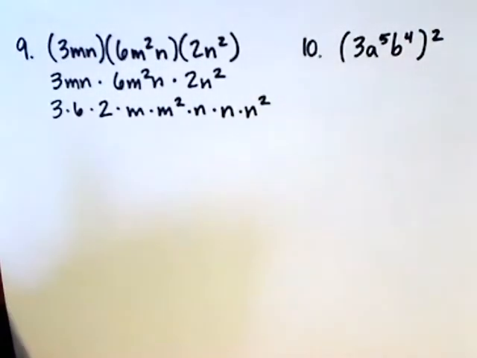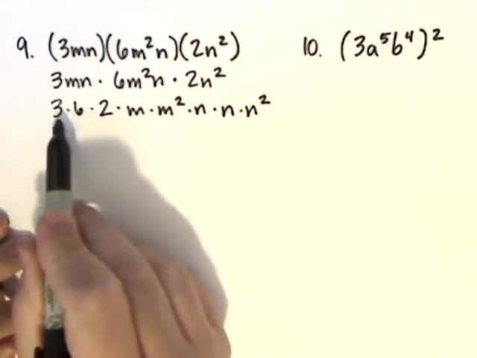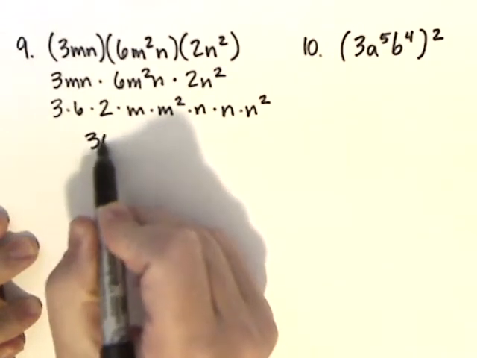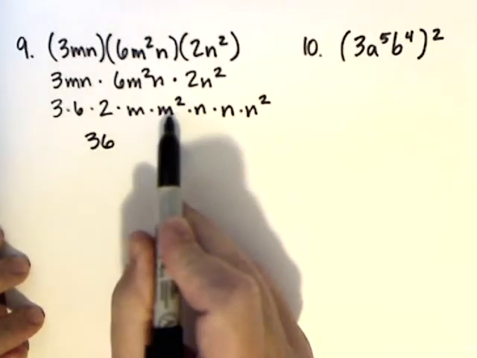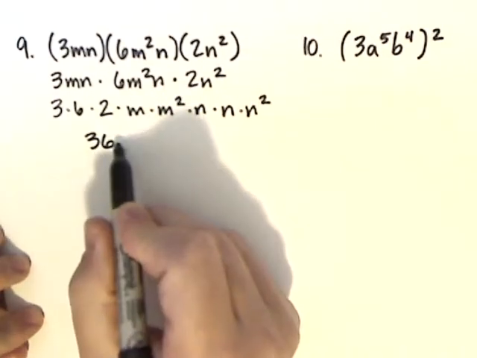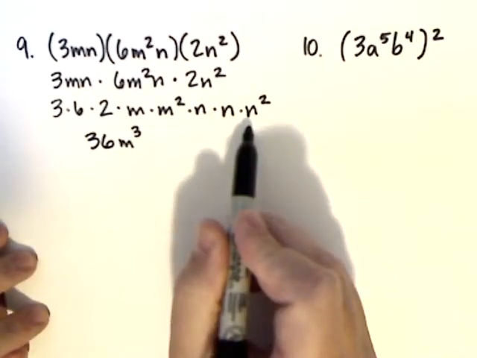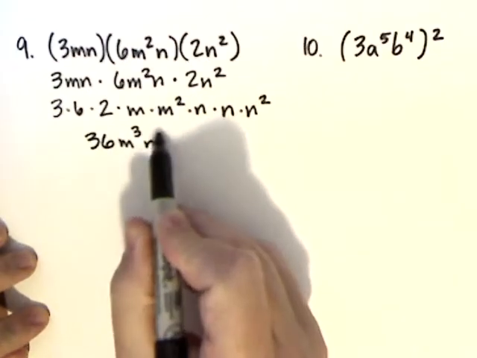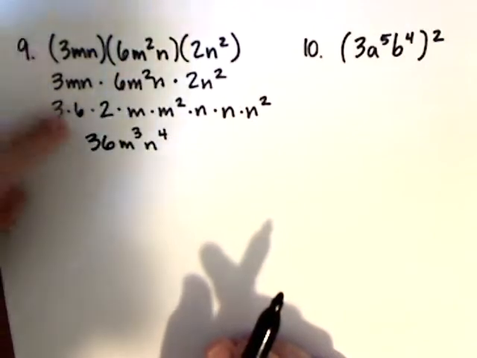Now I can multiply the different parts together. 3 times 6 times 2: 3 times 6 is 18, and 18 times 2 is 36. Now I can take the m's and multiply them together. M times m squared is m to the third. Now I can take the n's and multiply them. N times n squared is n to the fourth. So this gave us this.